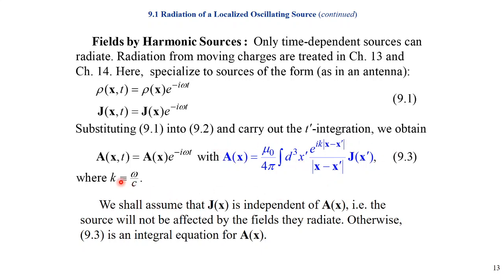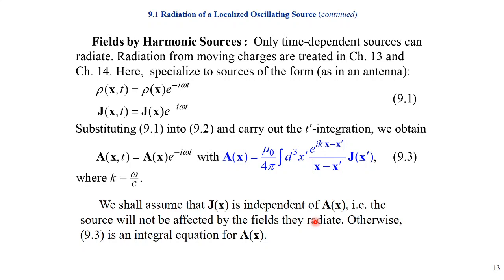Keep in mind, k is defined as omega over c. We should assume that Jx here is independent of Ax. That is, the source will not be affected by the fields they radiate. So in this case, source and field are independent. But later on, we will allow them to have some correlations.